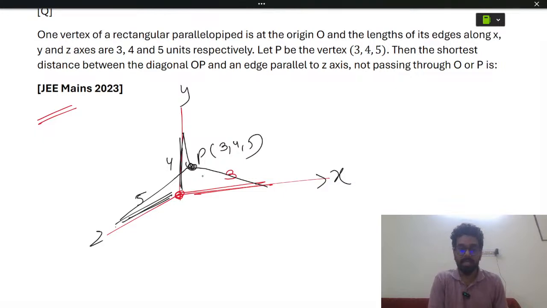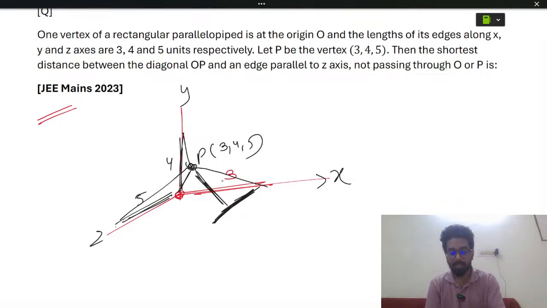Shortest distance between the diagonal OP, this diagonal, and the edge parallel to z-axis. Now they are asking the distance of this one and this diagonal. Alright guys, so the shortest distance will be this one. That's how we'll calculate. I hope it is clear. The diagram part is the one that you have to understand by yourself.